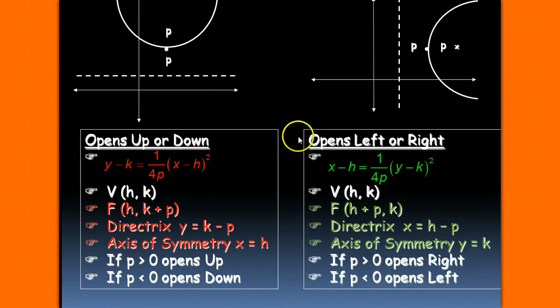All right, and then we have this other type right here, which is the opens left or right, which is really, we're just going to be switching our x and our y, because it's just flipped on its side.